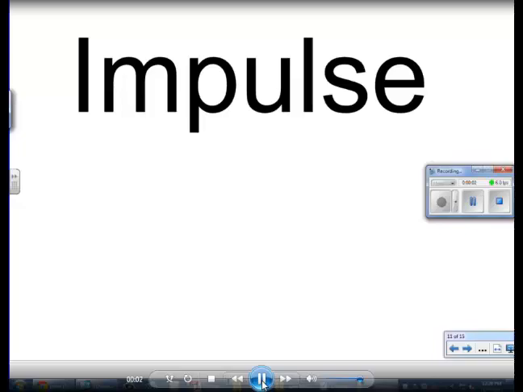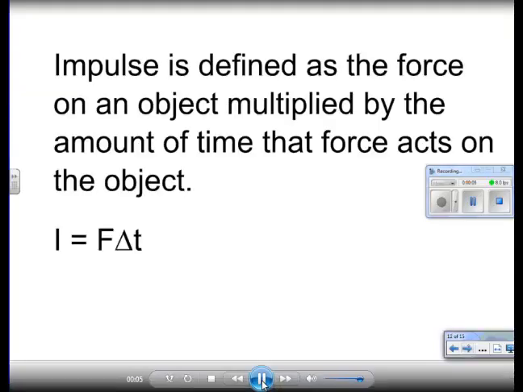In this video, we'll take a look at the concept of impulse. Impulse is defined as the force on an object multiplied by the amount of time that force acts on the object.